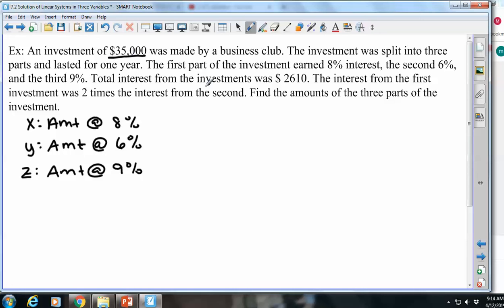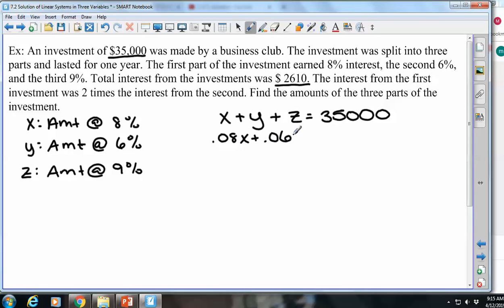Okay, let's see if we can write any equations yet. The first thing I knew is that we had $35,000. So what would that mean? We know the total interest was $2,610. We had some interest problems yesterday. 0.08x plus 0.06y plus 0.09z equals 2610.